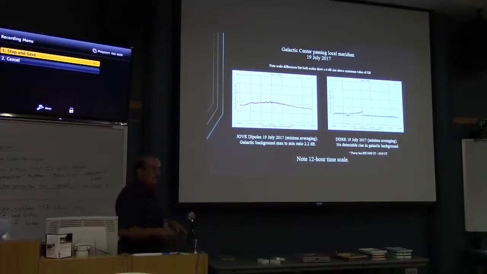With the galactic hump, on the galactic center, Sagittarius passed through. And you can see it, we got a real nice hump right there. Again, that was on the 19th of July, processed exactly the same. Galactic background maximum to minimum, about 2.2 dB, which is exactly what we'd expect to see. And other than this is RF interference, but there's nothing. There's no detectable hump there at all.